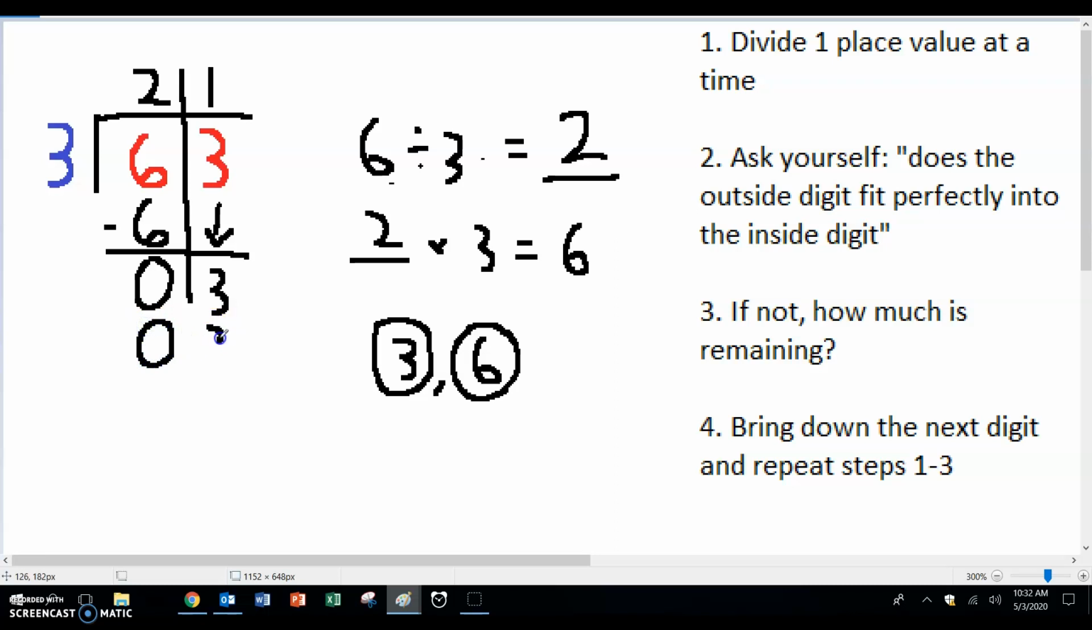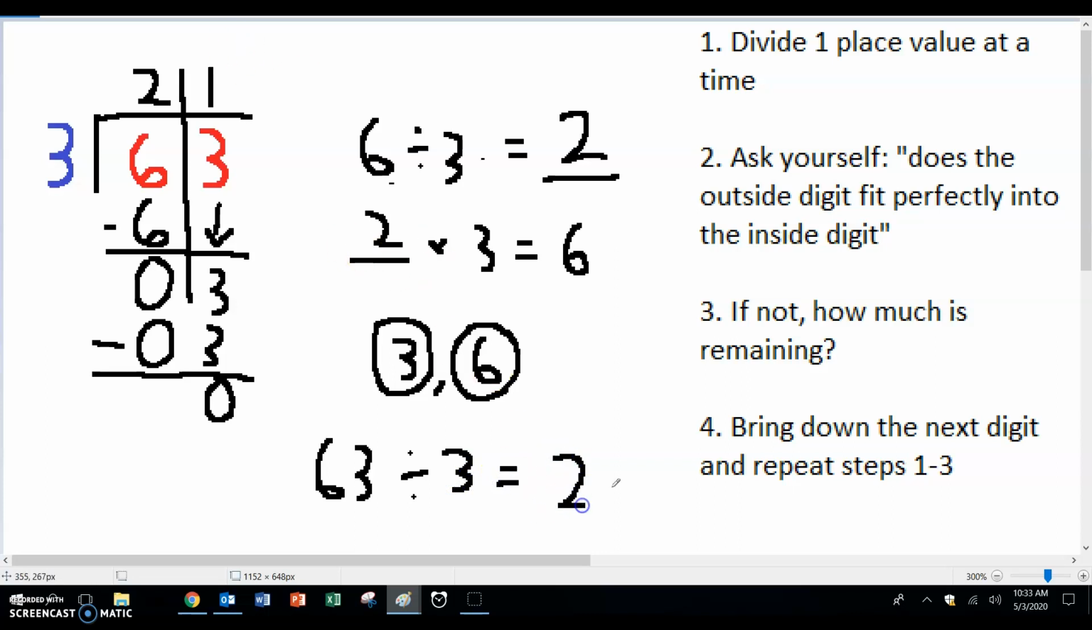So we cross out the 3 and are left with 0 remainders, which means 63, our dividend, divided by 3, our divisor, gives us an answer of 21. Now, the fancy word for this answer is quotient, but no need to worry so much about that term as of now.